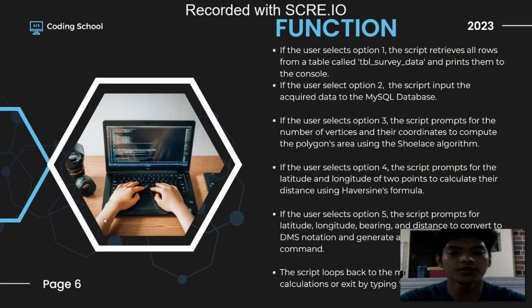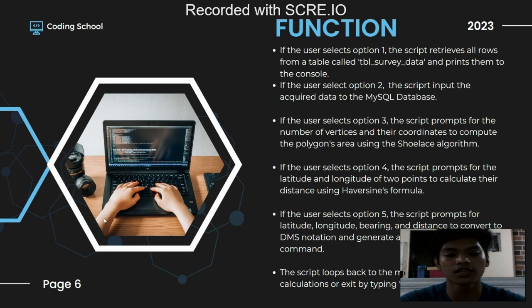To further explain the function, this script starts by presenting a menu with 5 options: view the database, add data to the database, perform a shoelace calculation, perform a Haversine calculation, or perform a DMS notation conversion. The user can select an option by typing the corresponding number or letter. If the user selects option 1, the script connects to a MySQL database and retrieves all the rows from a table named TBL survey data. The rows are then printed to the console.